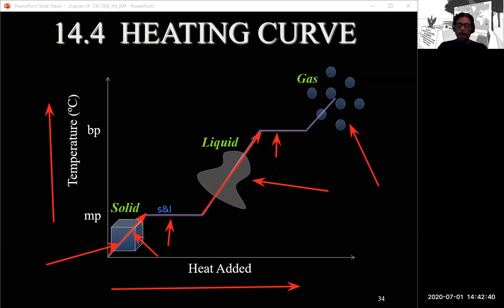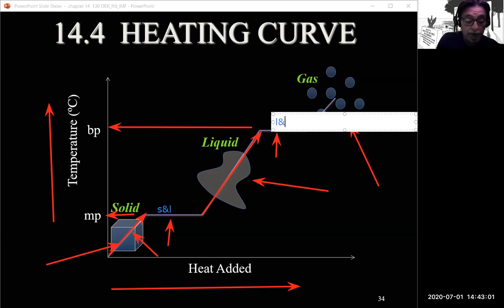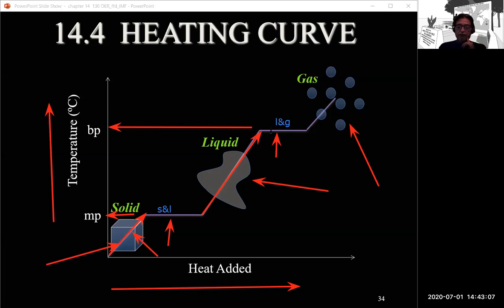Okay, and guess what? We hit a second plateau. The temperature again is constant. Right here, here's that first plateau, and then the second plateau. But in this second plateau, we have a mixture of liquid and gas until such time that all that liquid has been converted to gas. Then we get another rise in temperature right here. Okay. And so we have two plateaus.